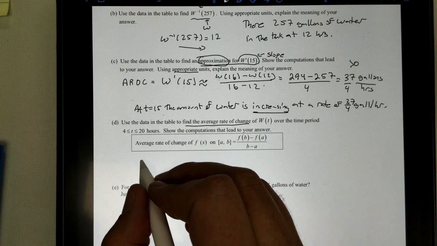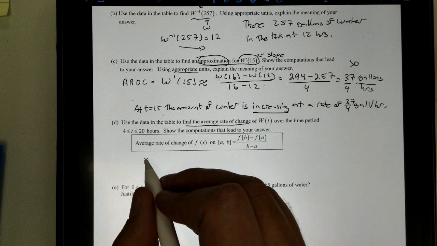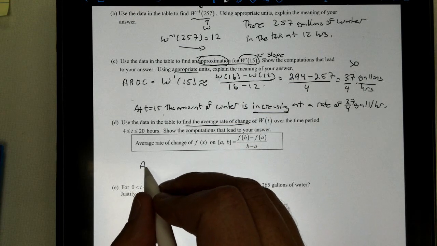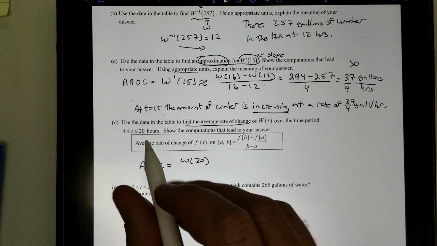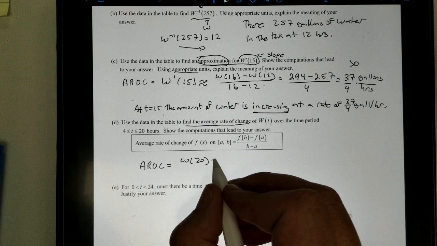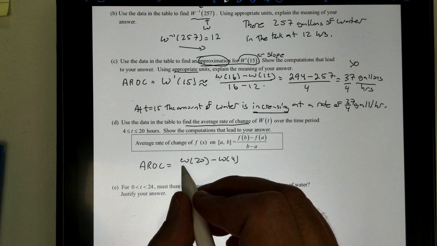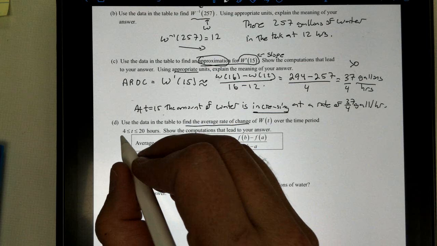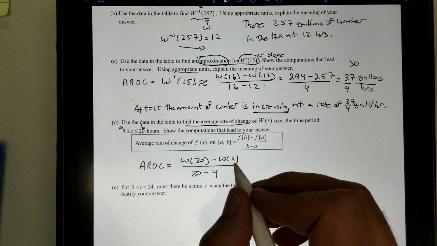Same thing. So to get my average rate of change, to get the average rate of change, we want W of 20, where am I starting, where am I ending, minus W of 4 over 20. If this is A, that's going to be my B right there for my formula.